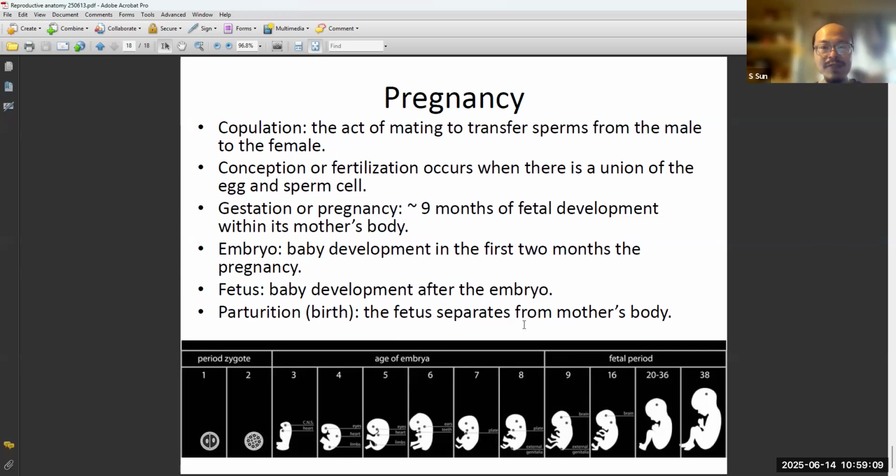So that summarizes everything we need to know about the reproductive system. And I hope it helped. Everything we need to know about the anatomy of the reproductive system.